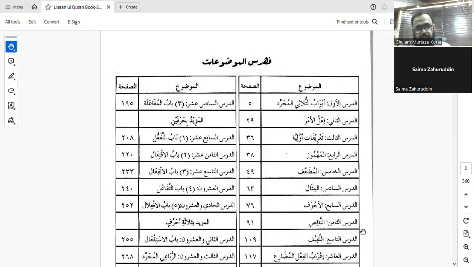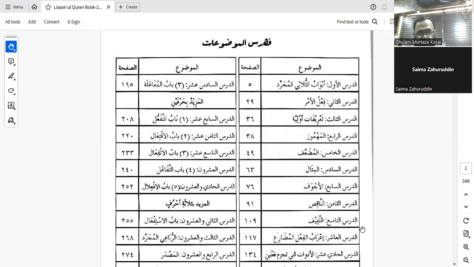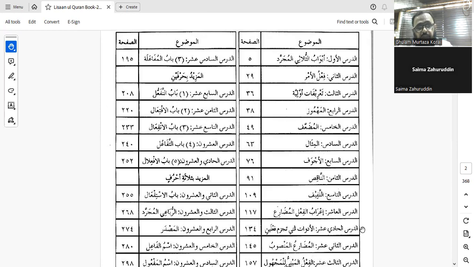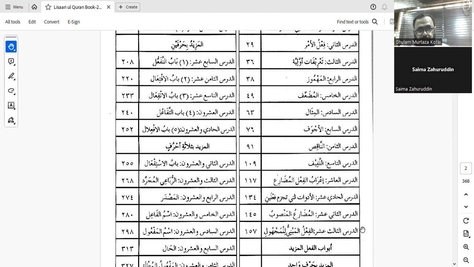Then it is An-Naqis. So then ad-dars at-tasi', that is Lafif, and ad-dars al-'ashir, I'rab al-Fi'l al-Mudari', like Yadribu, Yadribani, Yadribuna, Tadribu, Tadribani, Yadribna, Tadribu, Tadribani, Tadribuna, Tadribina, Tadribani, Tadribna, Adribu, Nadribu. So inshallah we'll discuss I'rab al-Fi'l al-Mudari'. There is Damma, there is Alif, there is Waw, there is Noon, and other things involved in that.